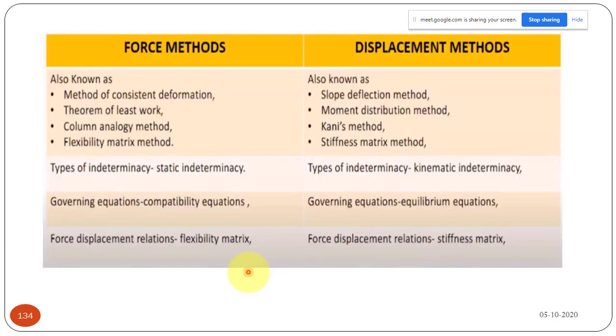If you write in tabular form, these are some of the different methods coming under the force method, and these are some of the displacement methods. You can see the slope deflection method, another is the moment distribution method, another is Kani's method, and another is the stiffness matrix method. You will be studying these as different methods, but in your module you will be studying only two. Earlier Kani's method was there, and recently it has been removed from your syllabus. So we will be studying only the slope deflection and moment distribution methods.